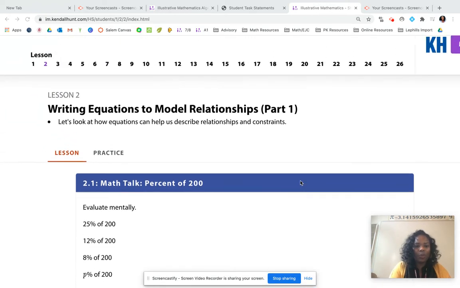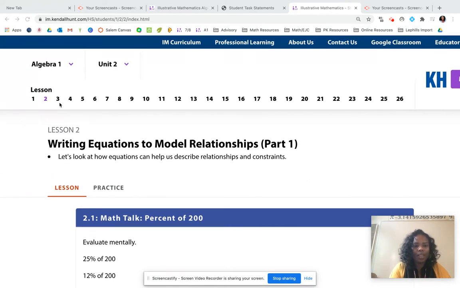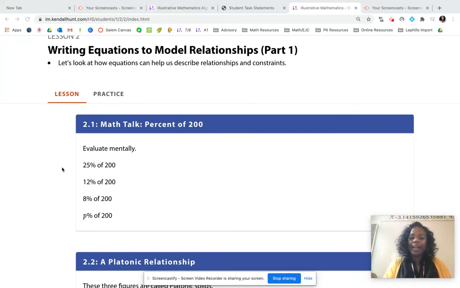We are starting with Unit 2, Lesson 2 of the I Am Algebra 1 curriculum. The link is on Canvas, and you should also have it bookmarked in your taskbar. Just to point out two things: the title, Writing Equations to Model Relationships, Part 1. And the learning goal for this lesson is, let's look at how equations can help us describe relationships and constraints. So that's the goal of the lesson and what you should get out of it.